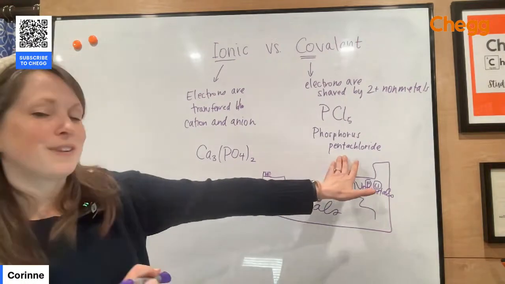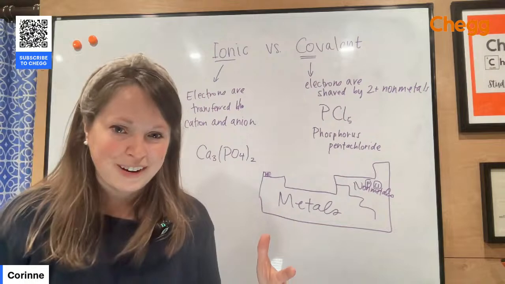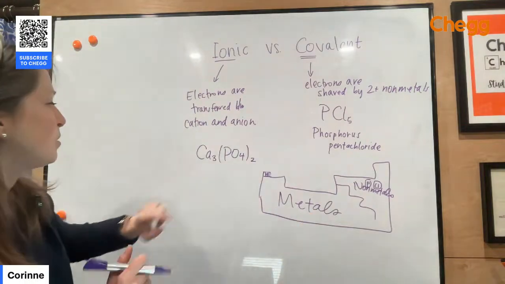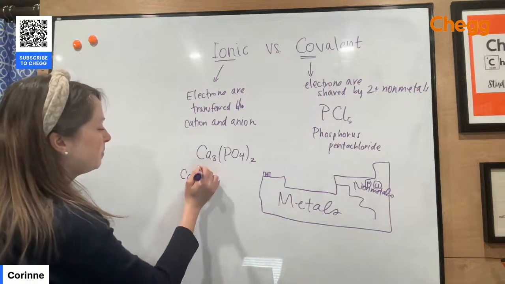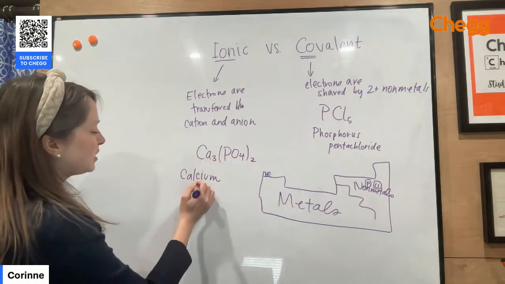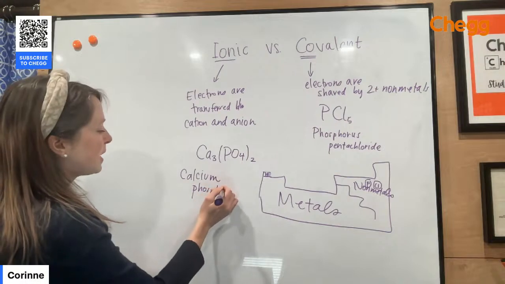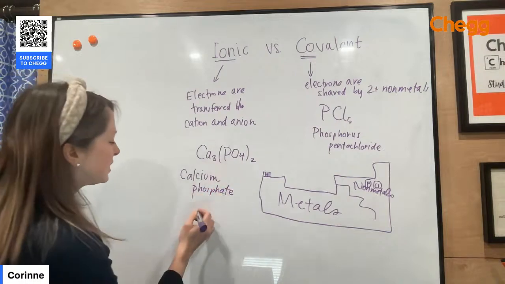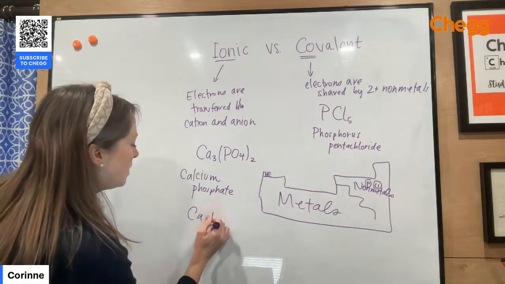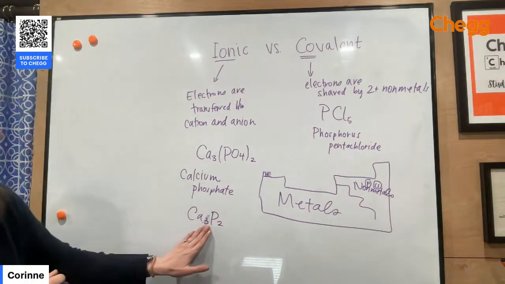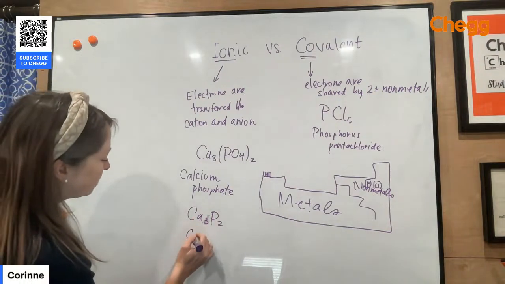And then once you learn prefixes, know that you do not use prefixes in ionic compounds. So for this one, we are going to keep the name of that first element the same. So this is calcium. And then we're just going to name it based on its polyatomic ion in this case. So this is going to be calcium phosphate. Let's say instead I had Ca3P2. This would be calcium phosphide.